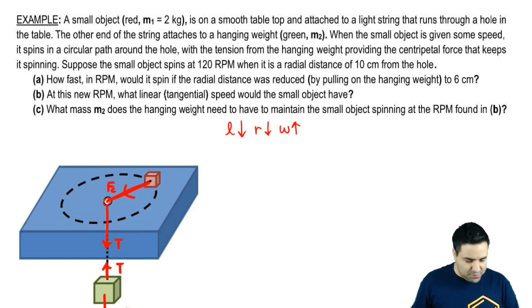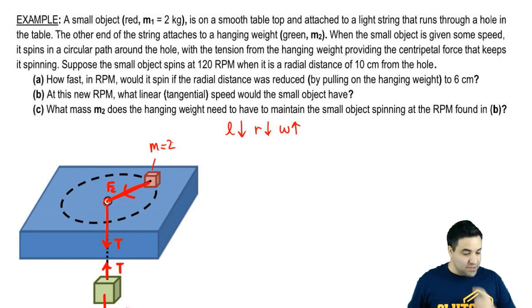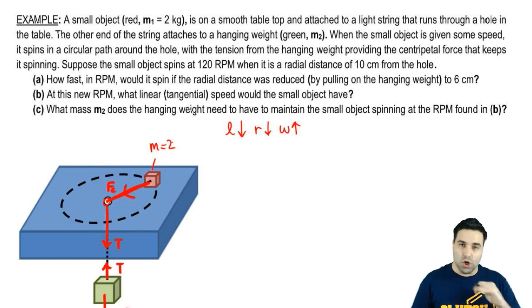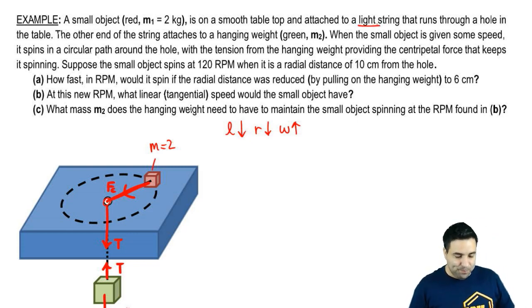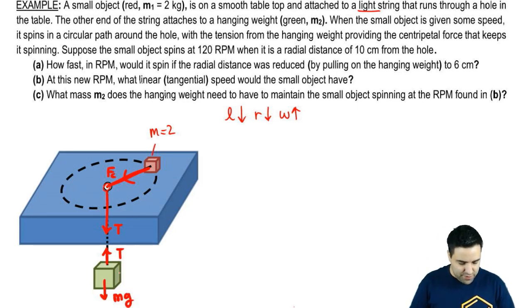It says here we have a small object, the red one over here, that has a mass of 2 kilograms. It is on a smooth table, no friction, attached to a light string, no mass on the string, like always, that runs through a hole in the table. The other end of the string attaches to a hanging weight, this guy over here, M2. So M1 is 2, and M2 doesn't get mentioned yet.